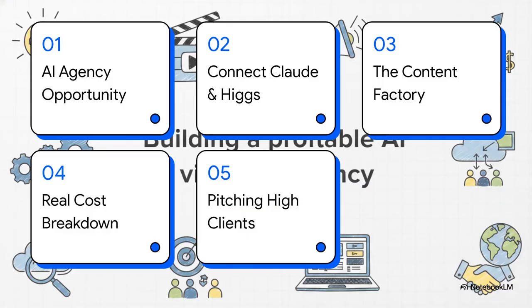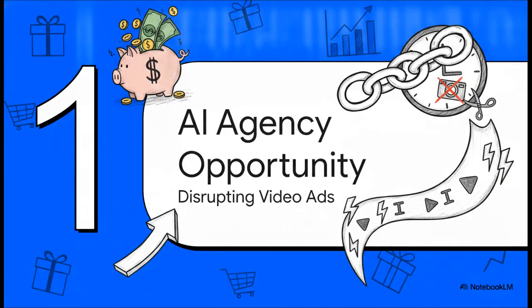Okay, let's look at the roadmap for today. First, we'll cover the AI agency opportunity. Second, connecting Claude and Higgsfield. Third, generating the content factory. Fourth, we'll break down the actual costs. And finally, pitching those high-paying clients. Let's get into it. Section 1.